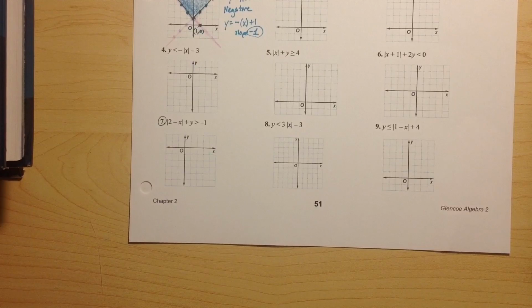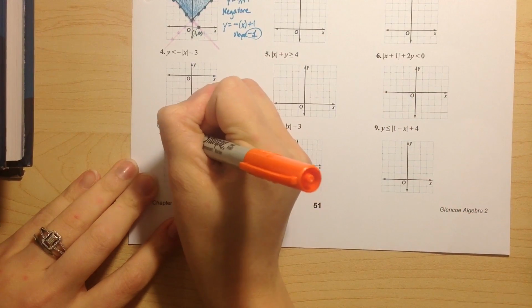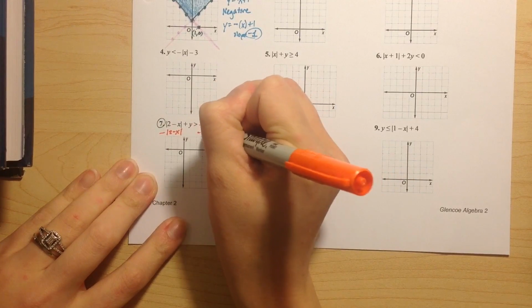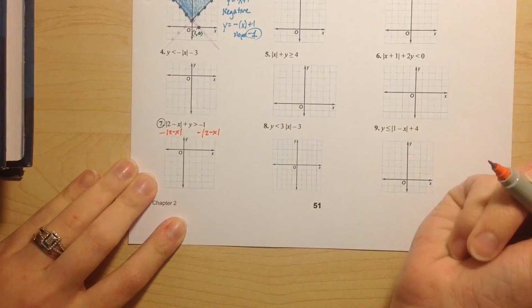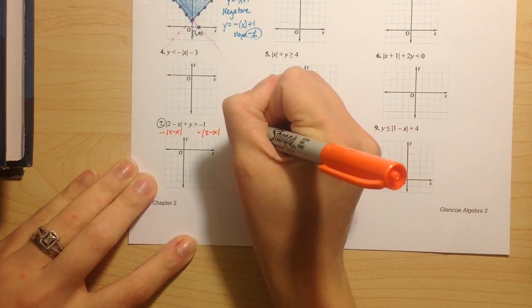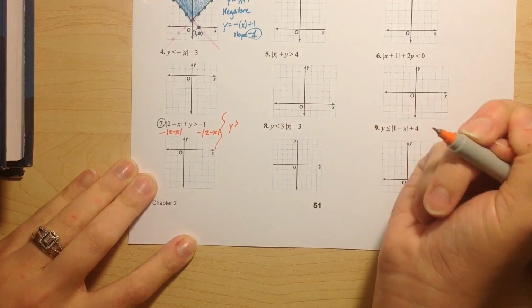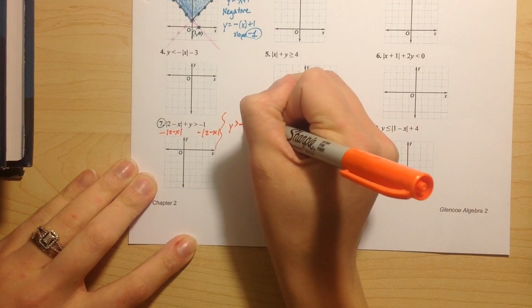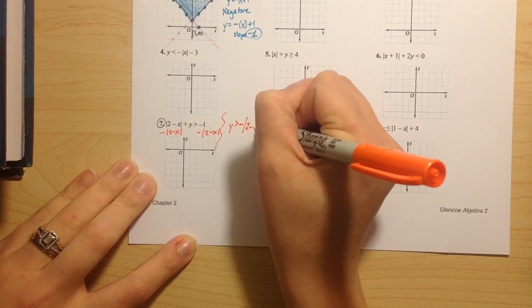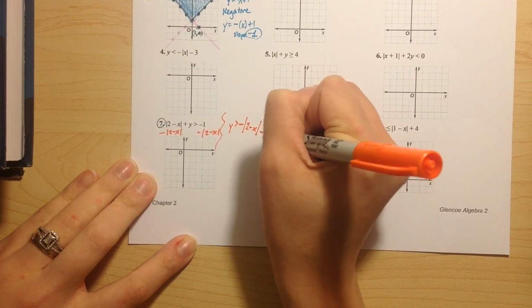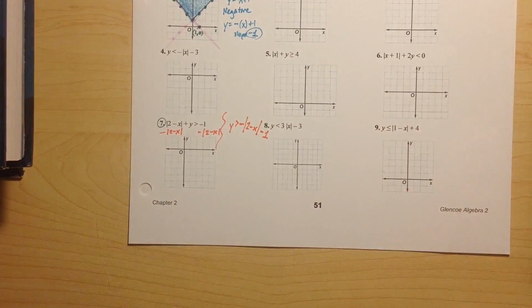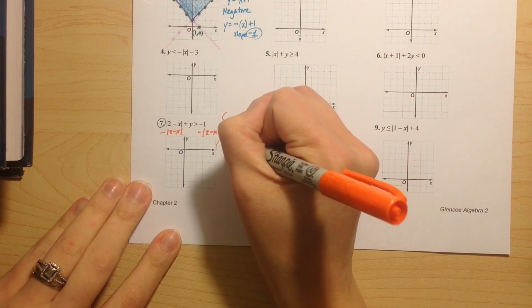Notice the x's and the y's are on the same side. That's not good. So I need to get the x's on the other side. The y is already positive, so that's good for me. What I'm going to do is just subtract the whole absolute value thing, leaving me with y is greater than negative absolute value of 2 minus x minus 1. I'm going to take the positive and the negative version.